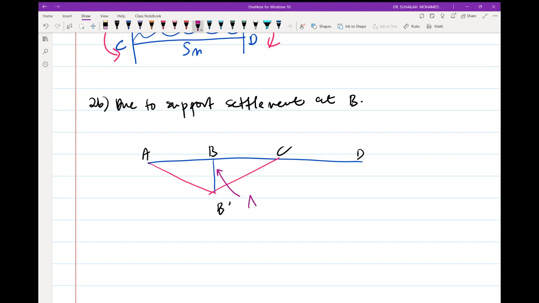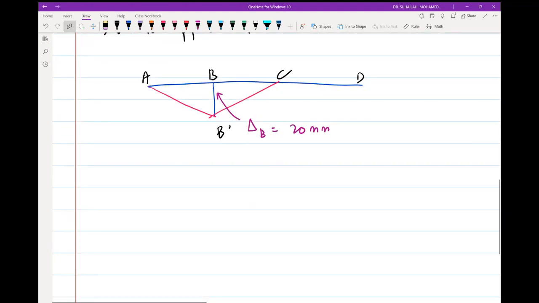This is the delta, and the delta is 20 mm. Due to support settlement, due to delta, this is the new position. And remember, the fixed end moment will push the beam back to its original position. Original is horizontal; this is the new position. So the fixed end moment will push the beam to go back to its original position. We have to push the two ends so that the beam moves back to its straight position.